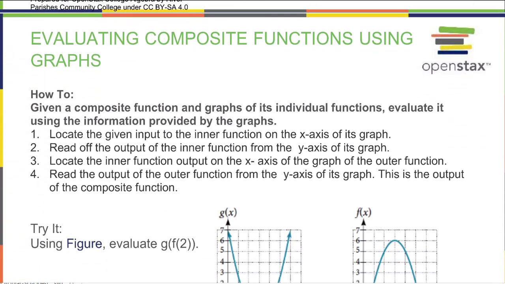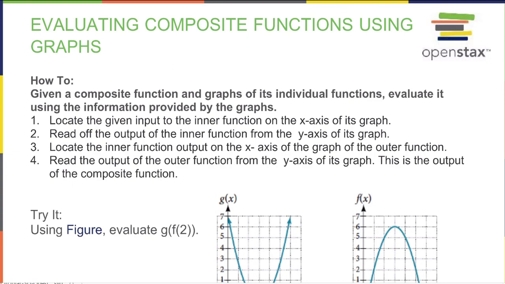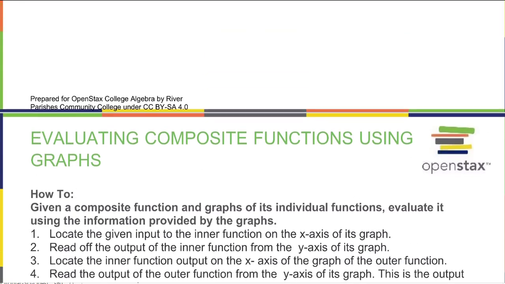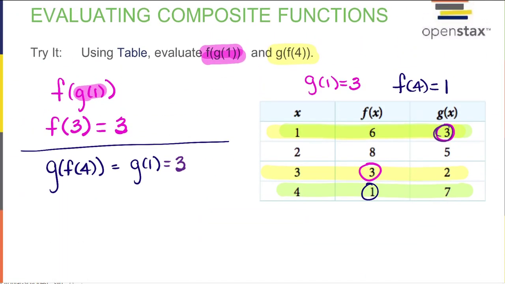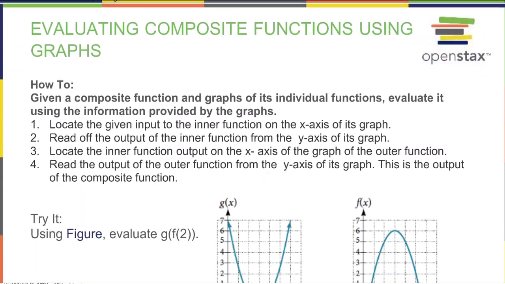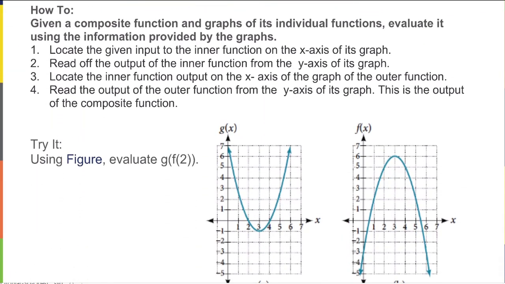So now we're going to do the same thing. We're going to evaluate a composite function using a graph instead. Here we used a table, and here we're going to use a graph. Basically it's the same thing. For f of g of 1, we find the y-coordinate on the function g when x equals 1, and then use that number as x and find the y-coordinate for f. You're going to do the same thing here, but we've got some steps for you.